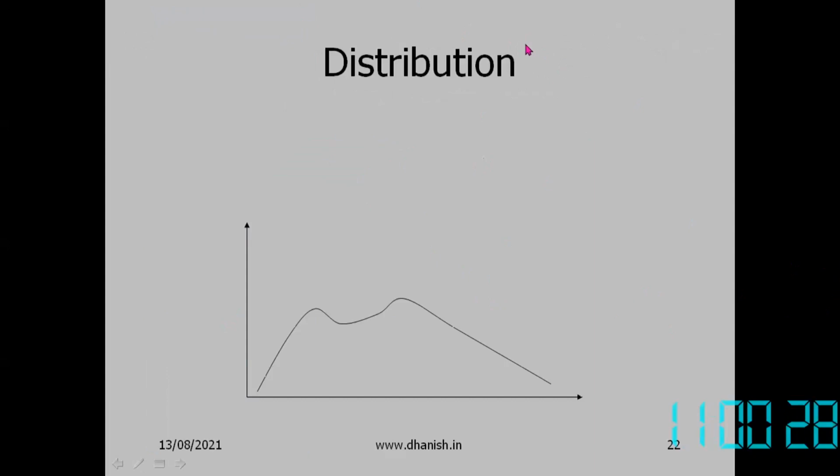How do you describe the variation of measurement? So how do you describe variation in any quantity? So that is by its distribution. Okay, what is the distribution?